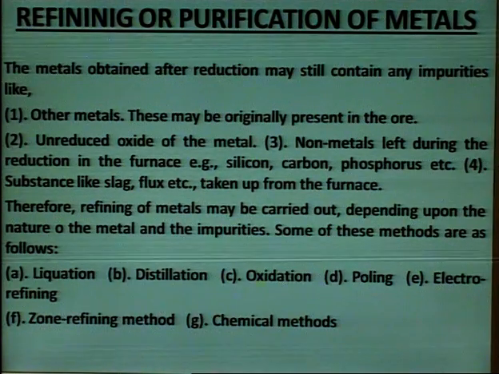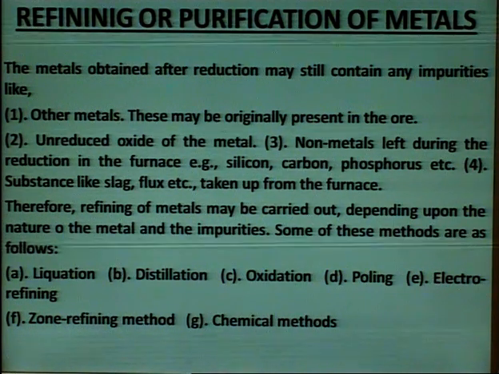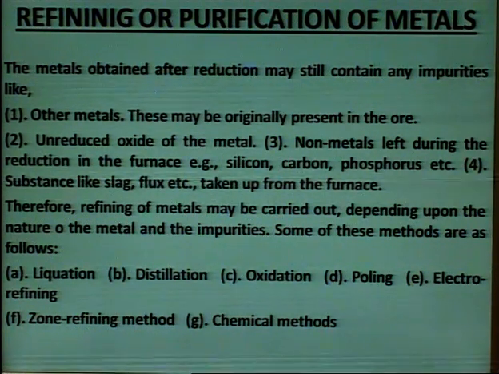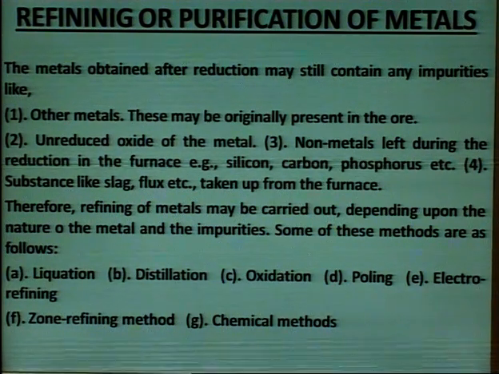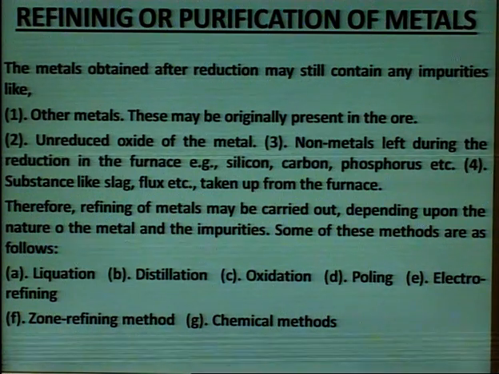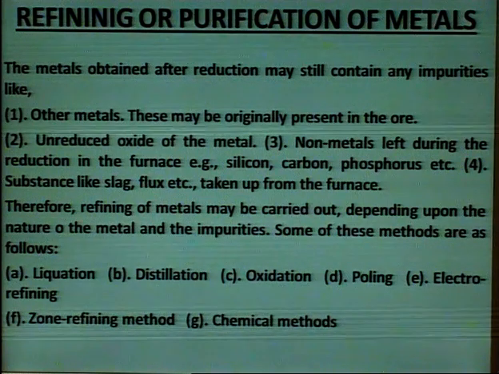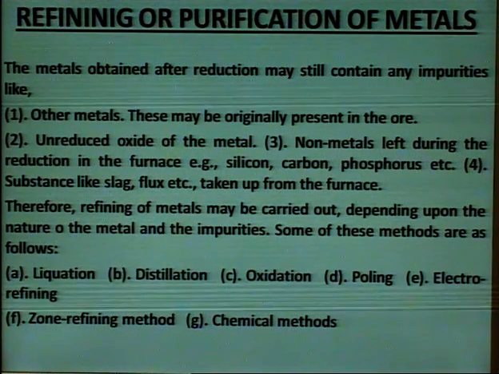of some other metals. These may be originally present in the ore, unreduced oxide of the metals, non-metals left during the reduction in the furnace. For example, there may be still chances of presence of silicon, carbon or phosphorus. There are still chances of presence of slag, flux taken up from the furnace.